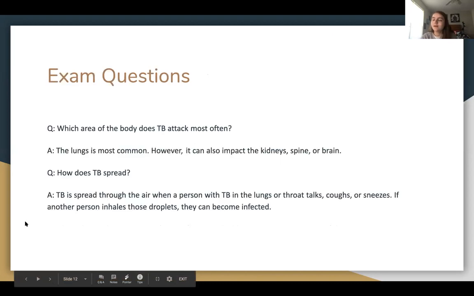And then here are our questions. So which area of the body does TB attack most often? The lungs is the most common, but it can also have an impact on the kidney, spine, and brain. And then it is spread through the air when a person with TB in the lungs or throat talks, coughs, or sneezes. And if another person inhales those droplets, they can become infected. And a fun fact about that is in one sneeze, about 40,000 droplets come out, and it only takes 1 to 10 to actually infect someone.